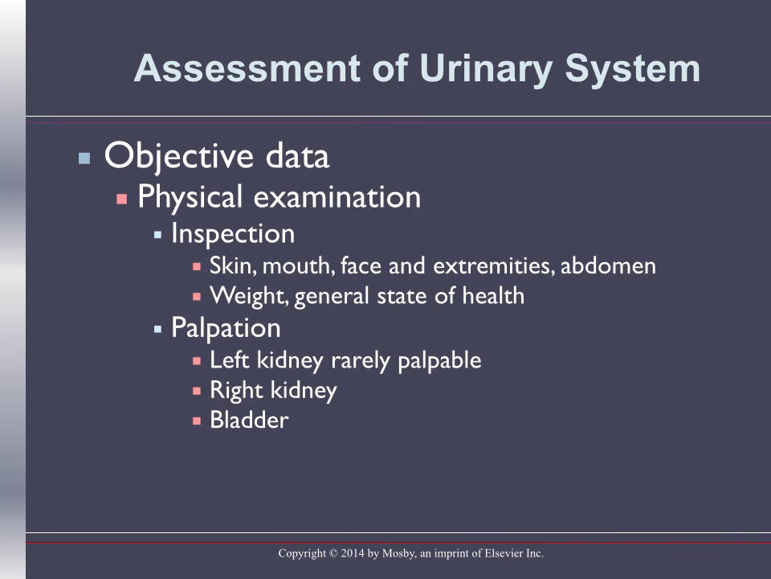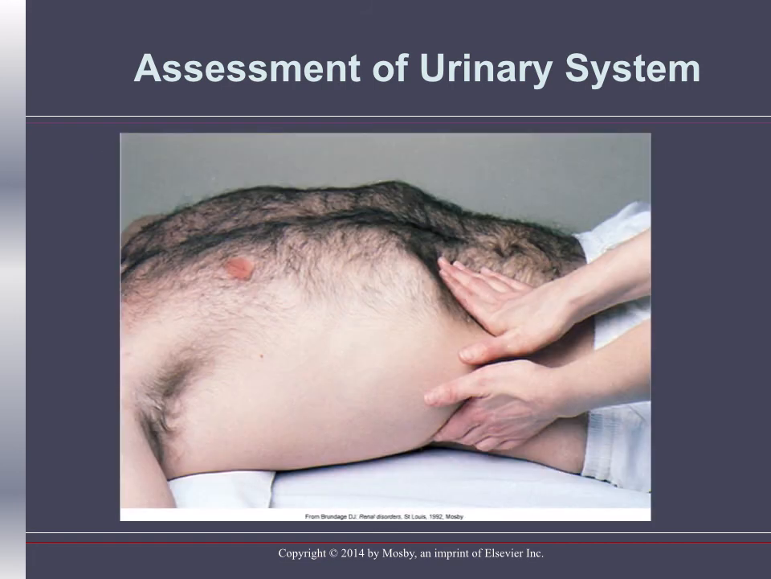The normal size left kidney is rarely palpable because the spleen lies directly on top of it. Right kidney may be palpable, so you'll see in the next slide. The urinary bladder is normally not palpable unless it is distended with urine. If the bladder is full, it may be felt as a smooth, round, firm organ and is sensitive to palpation. So let's go to the next slide.